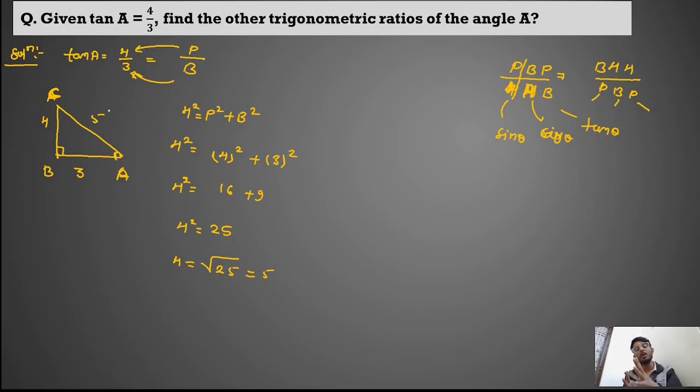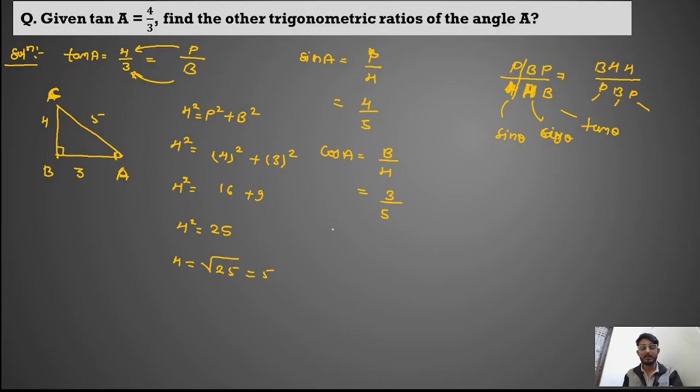Now you have the values of base, perpendicular and hypotenuse, so you can find all trigonometric ratios. First of all, sin A equals perpendicular upon hypotenuse. Perpendicular is 4 and hypotenuse is 5. Cos A equals base upon hypotenuse, and base is 3, hypotenuse is 5.